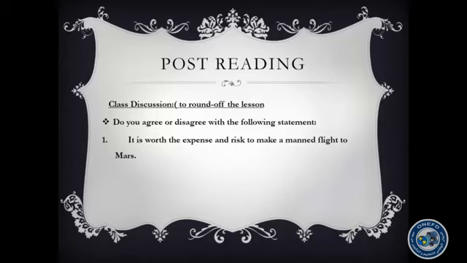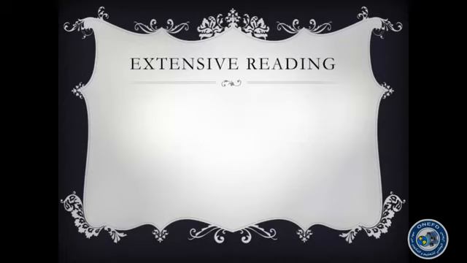For example, task 2 in while reading. Okay? So let's move on to another task. This task is called extensive reading. We have chosen this type of task in order to enrich your skills and to pave the way to writing. So let's take a look.